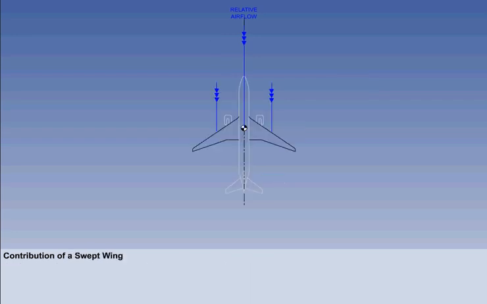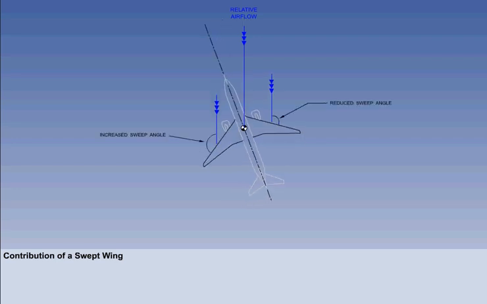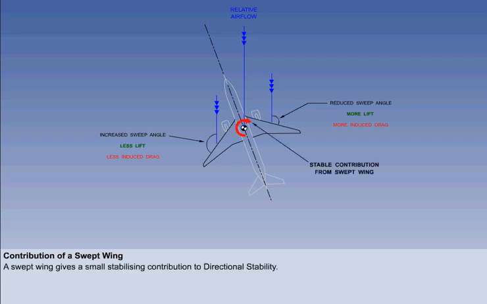A swept wing also gives a small stabilizing moment. Whenever the aircraft side slips, in this case to the right, the right wing has a reduced sweep angle and the left wing has an increased sweep angle. This gives more lift on the right wing and less lift on the left wing. Consequently, the right wing has more induced drag and the left wing has less induced drag, which results in a small stabilizing contribution.